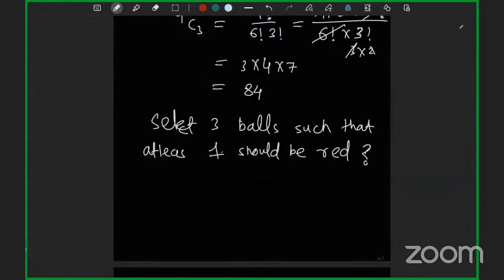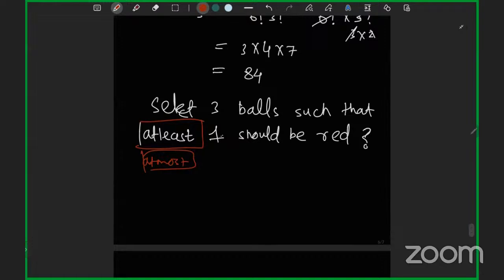So if you see "at least" somewhere, or "at most" is the other one, then you can solve it in a different way. You can write how many total ways are there. Okay, so total ways we know is NC3. This is the total ways to select three balls.